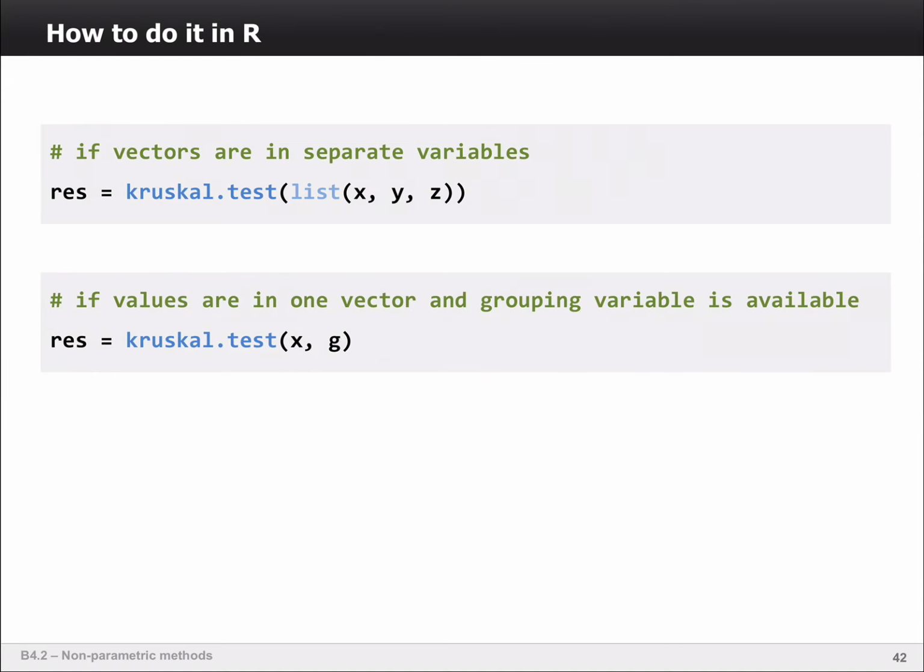That's actually it. Now you know how to compare the median value for one sample, how to compare two samples, and how to compare more than two samples. And in all these cases, we compare the median values instead of means.